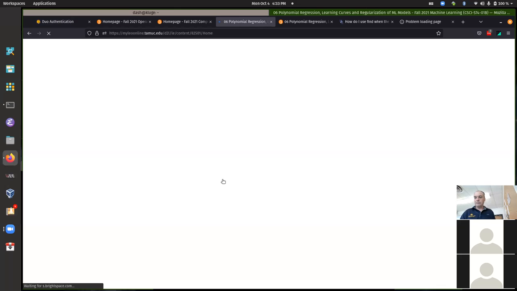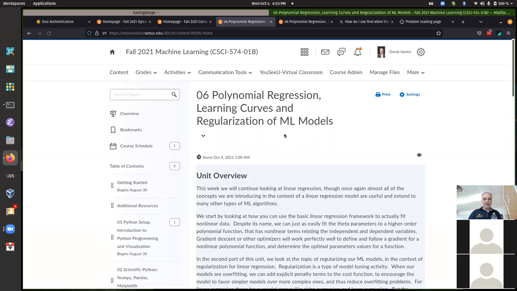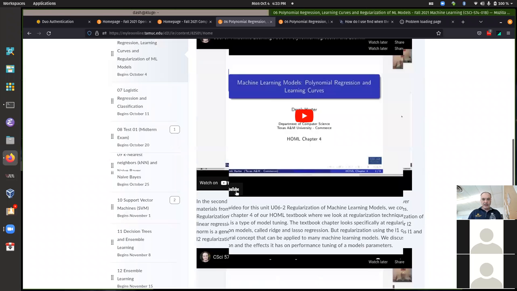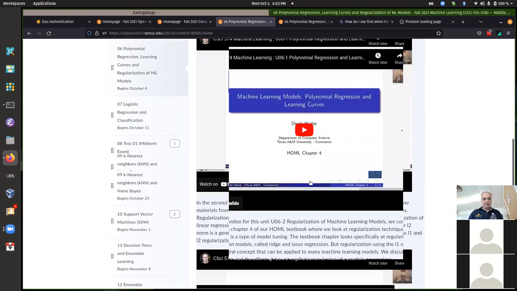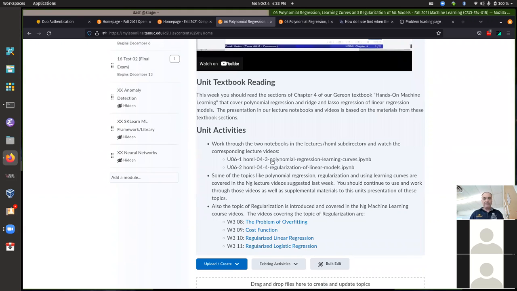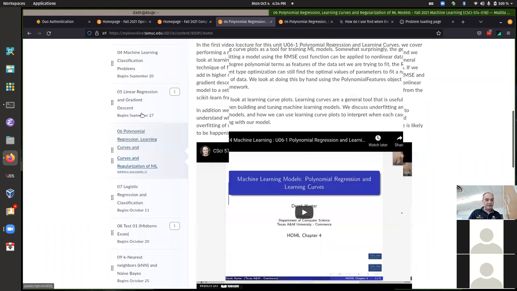So basically this week we're continuing on chapter 4 from our textbook. Unit 6 is really about the second half of chapter 4 from our Hands-On Machine Learning textbook, where we go into more details about how linear regression works, or actually polynomial regression. And then we look at the issues of regularization here.